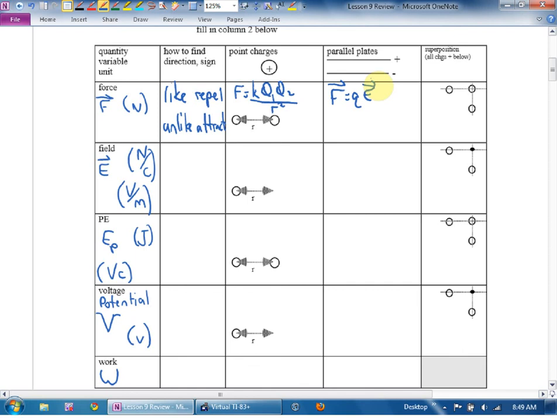What's the electric field between parallel plates? Voltage over distance. See it there? Okay. I'm going to write that on the next line.